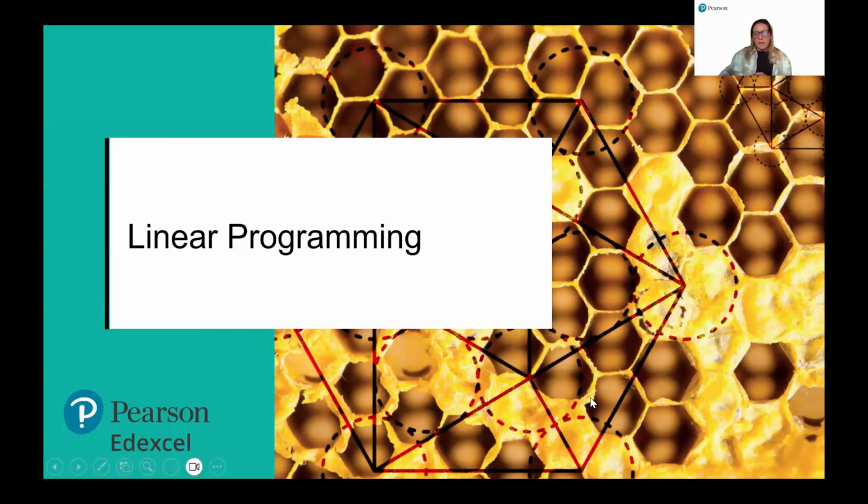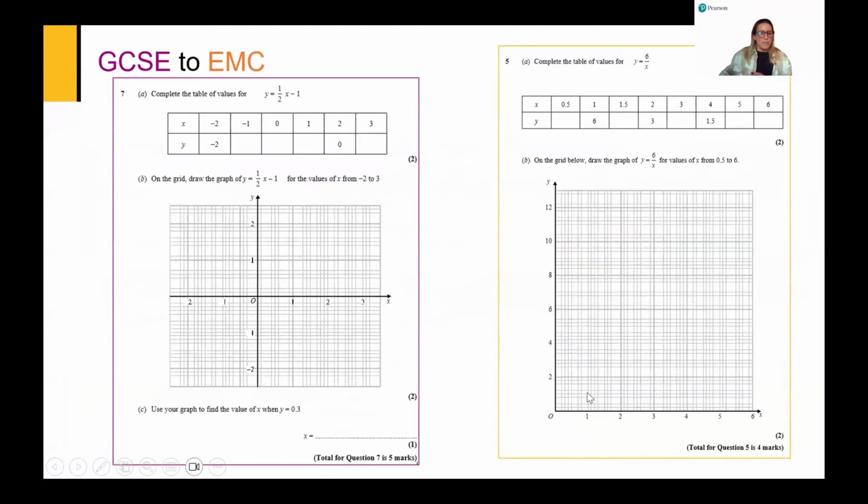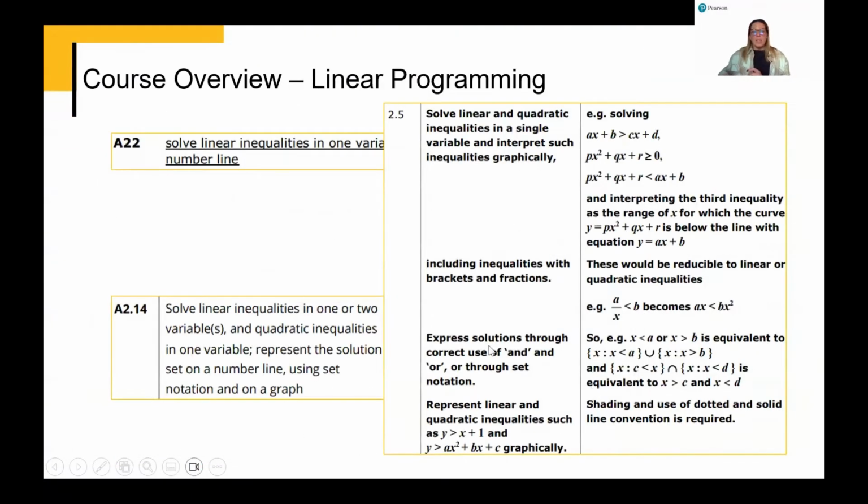Before I take a dive further into linear programming, I'm just going to go back and show you the spec references for linear programming. So as before, we've got GCSE, so we're asking students to solve linear inequalities in one variable and represent them on a number line at GCSE. And then when we get to A-level, they're being asked to solve linear inequalities in one or two variables, quadratic in one variable, and represent solutions on number lines using set notation and on graphs.